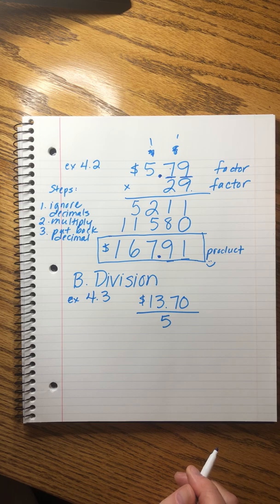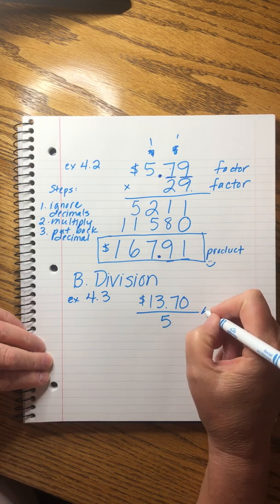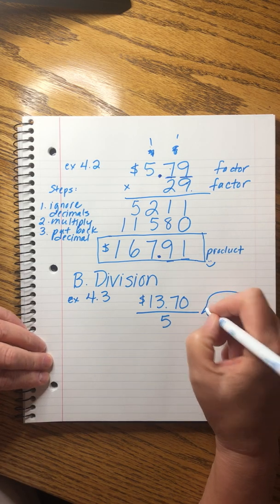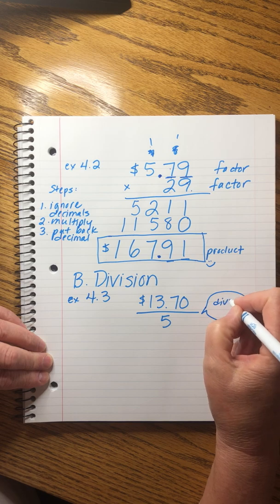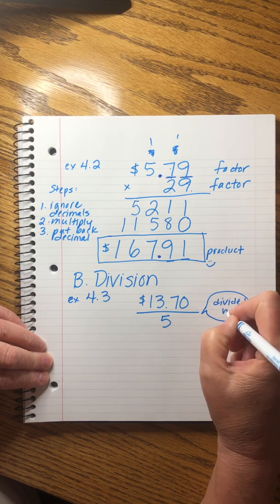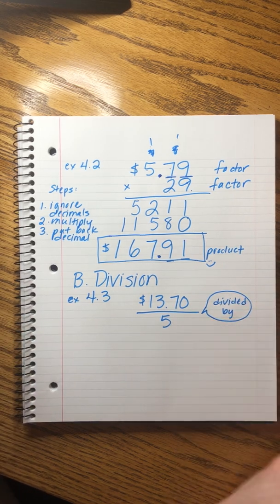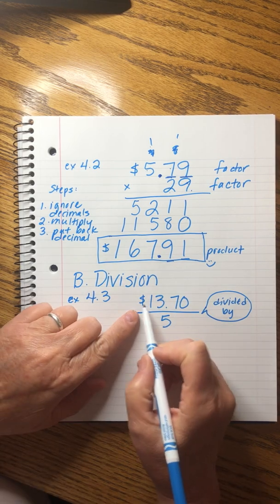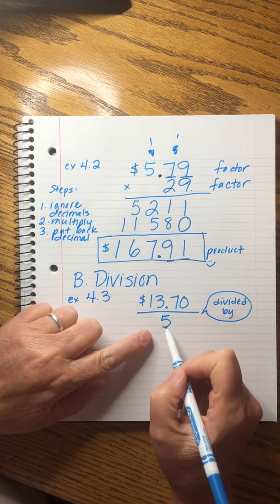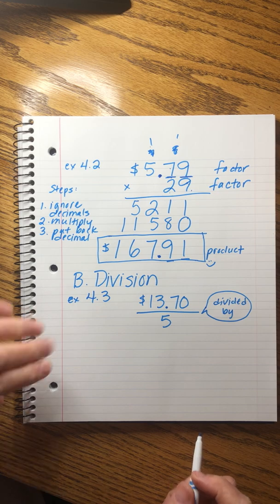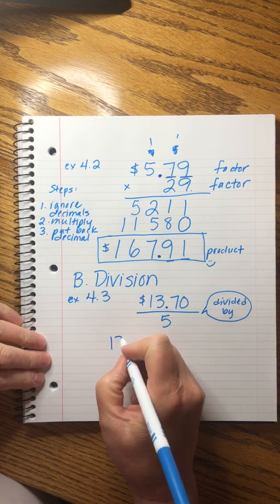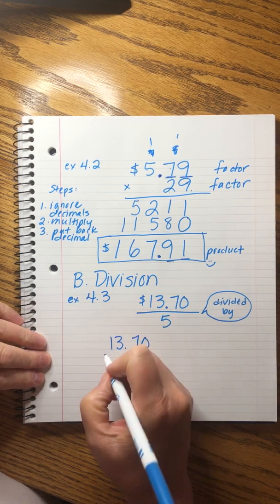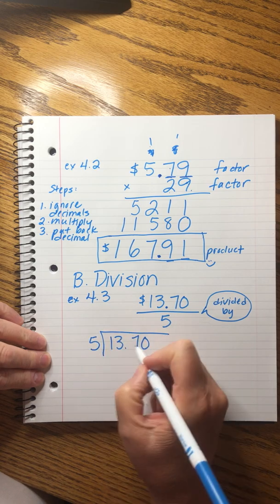What in the world? Why did I make it into a fraction? I know it's perplexing, right? But just remember that whenever we have a fraction, we can interpret this line as saying to us, divided by. This line says divided by. So this problem is $13.70 divided by 5. Now, that's not the way we like to see it. We like to see it like this. $13.70 divided by 5, right?